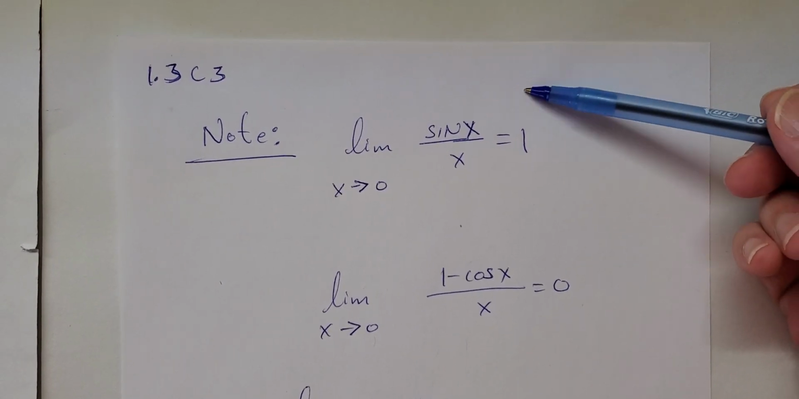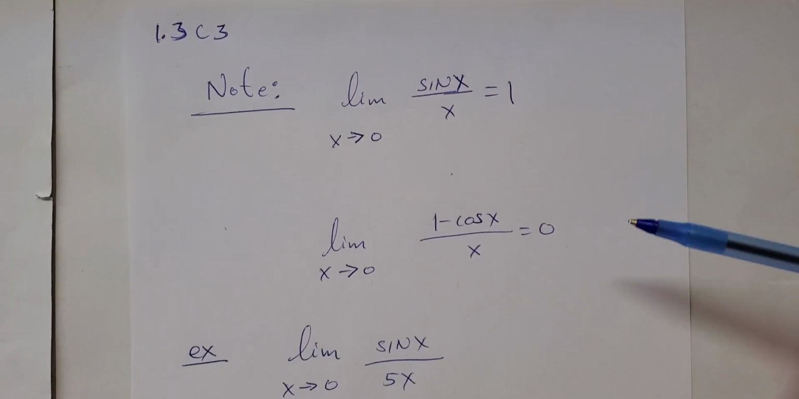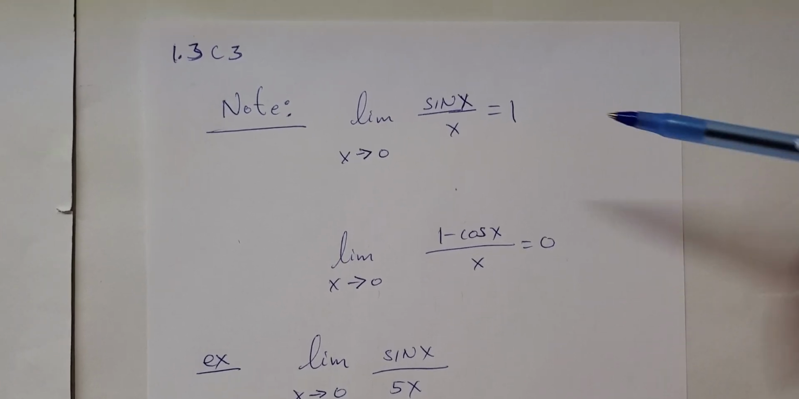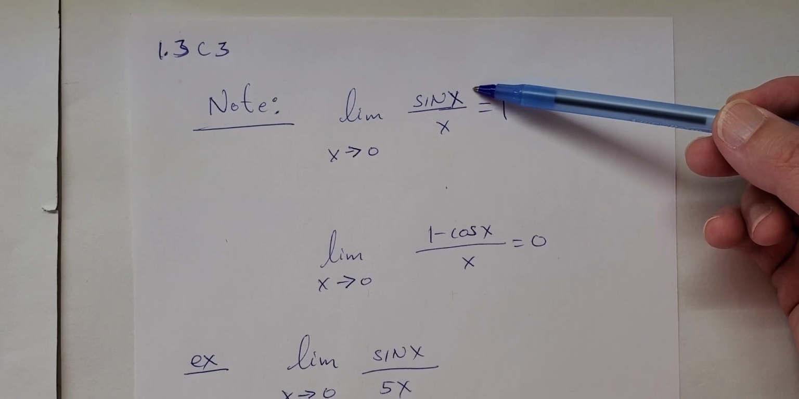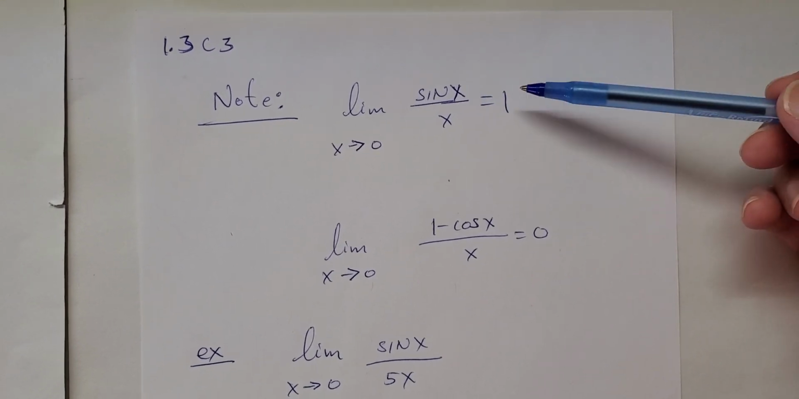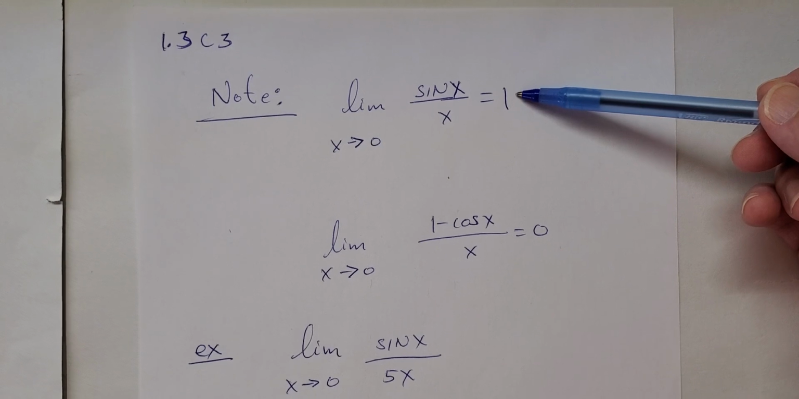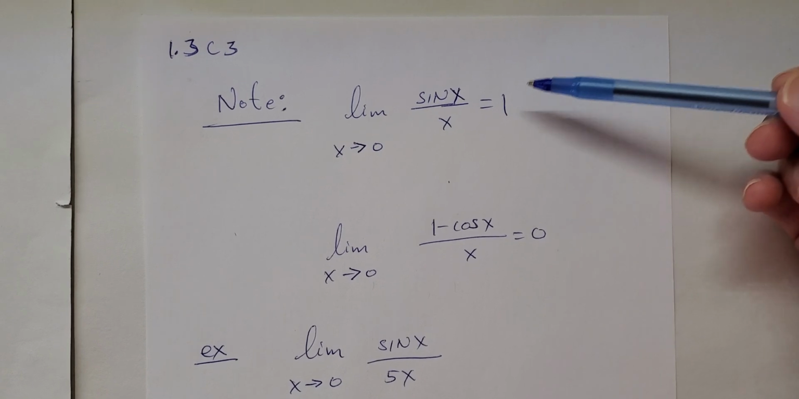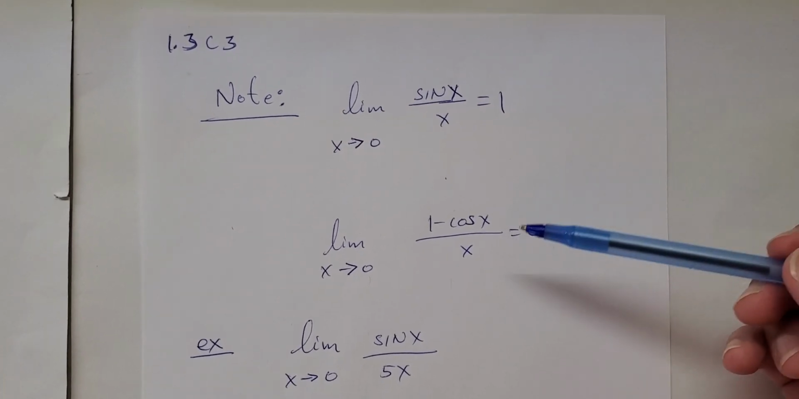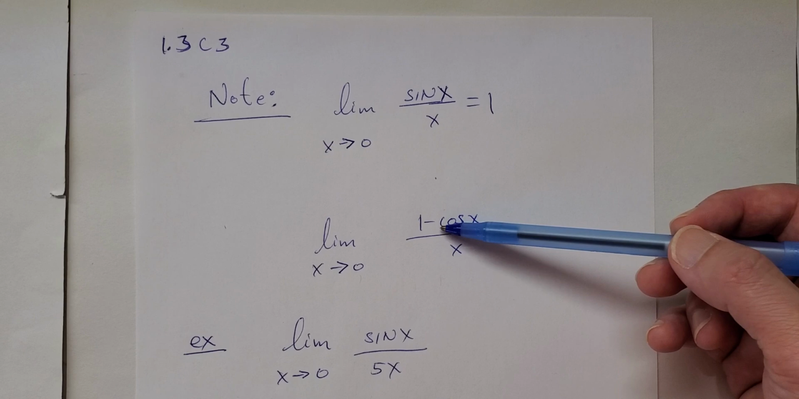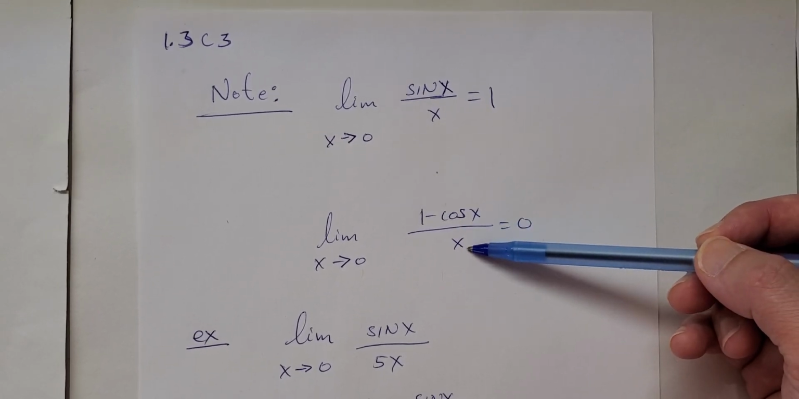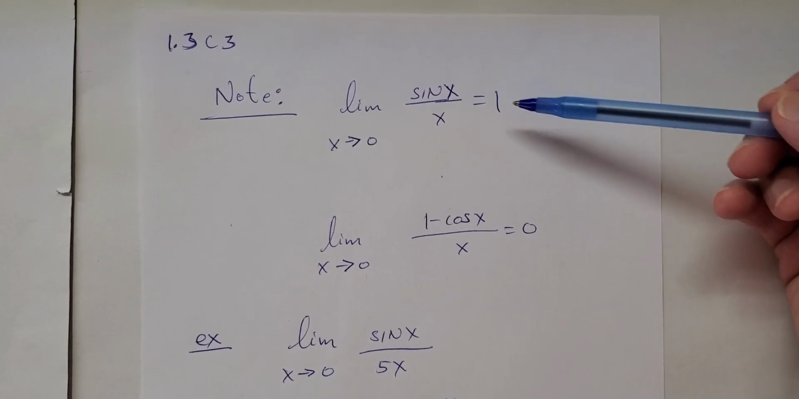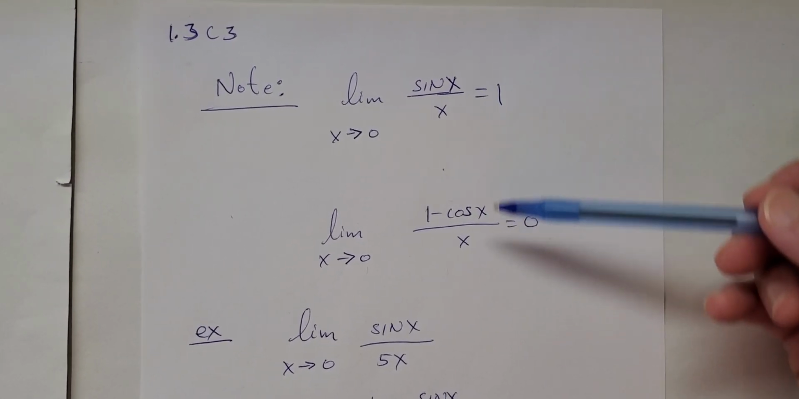This lesson is 1.3C3. Here we have two rules that we have to take care of and recognize. The first one is that sine x over x equals 1. One more time: when I have sine x over x, it equals 1. Here's another rule: 1 minus cos x all over x will equal 0. Please remember and recognize both of these rules.